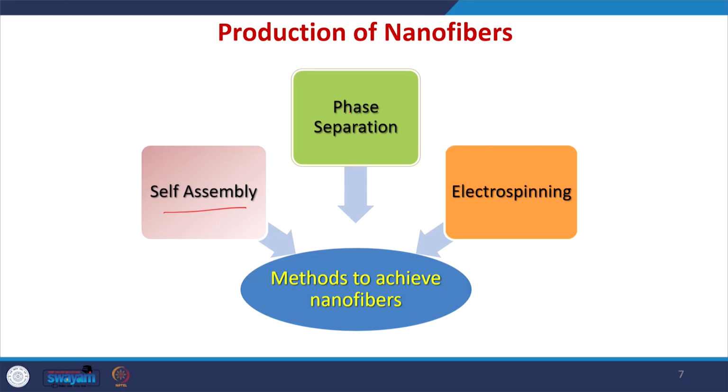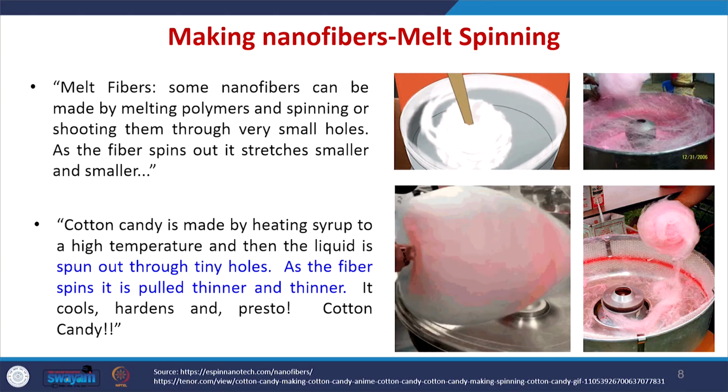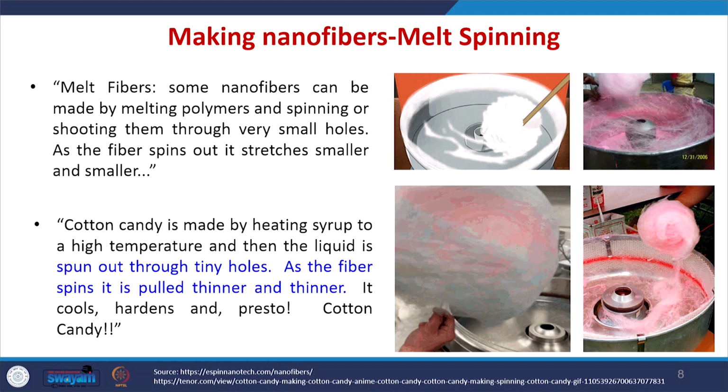How to make these nanofibers? There are 3 methods to make the nanofibers. The first one is self assembly, the second one is phase separation, and third one is electrospinning. So, out of these 3 techniques, the electrospinning is a simple and widely accepted method for making the nanofibers. Before I talk about electrospinning, let me briefly explain about melt spinning. So, let us see how to make the nanofibers by melt spinning technique.